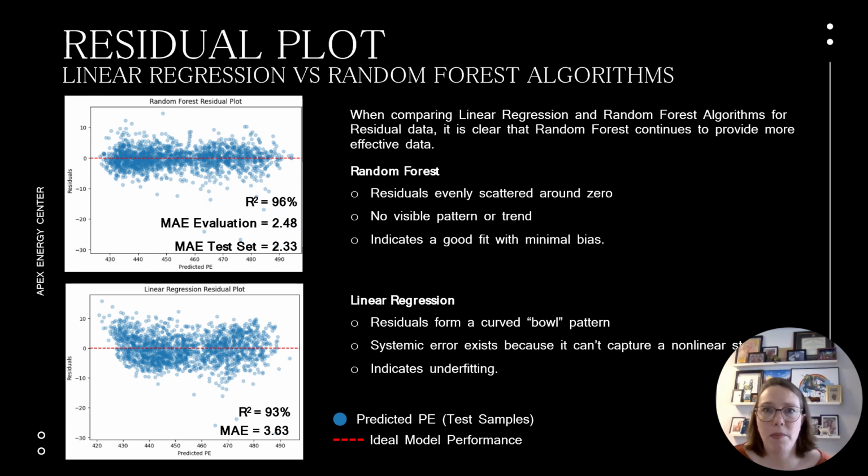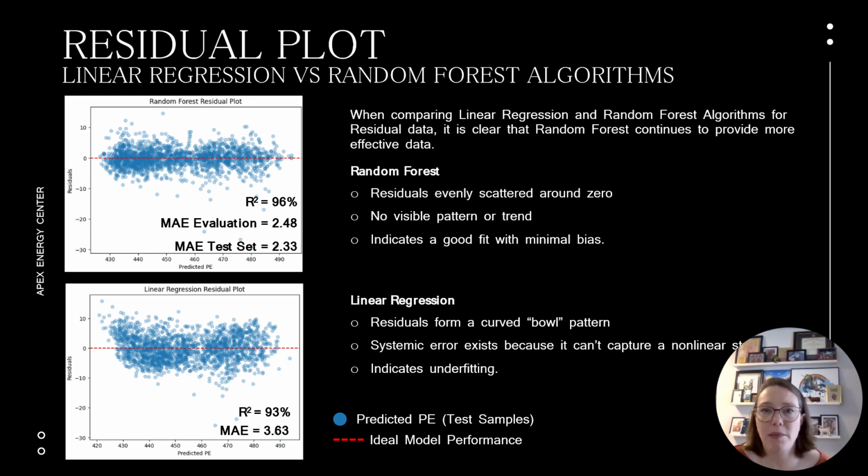On this slide, I'm comparing the residual plot for both models. With the random forest, the residuals are evenly distributed around 0 with no visible pattern or trend, and overall it indicates a good fit with minimal bias. In contrast, the linear regression model residuals form a curved bowl pattern. Systematic error is present because it can't capture a nonlinear structure, and it indicates the presence of underfitting. Overall, random forest clearly delivers more accurate predictions.